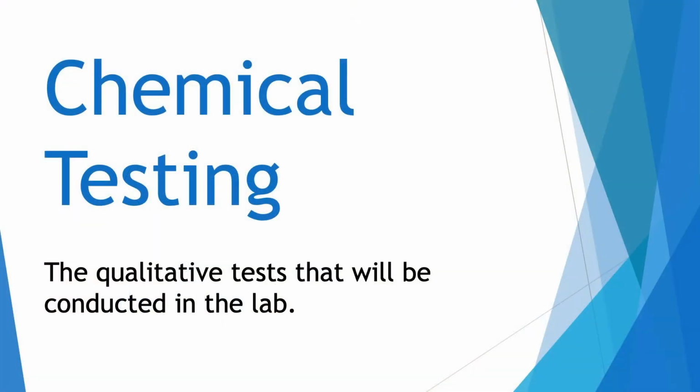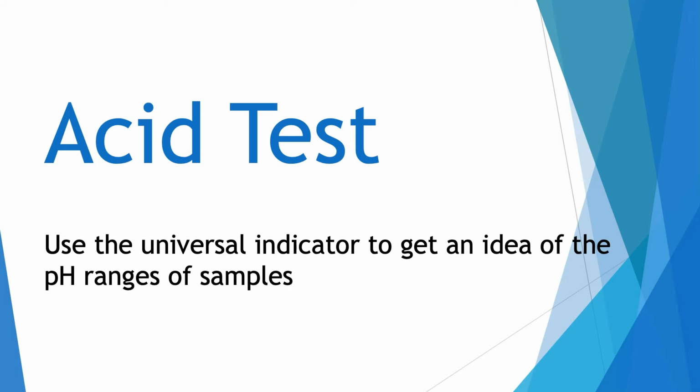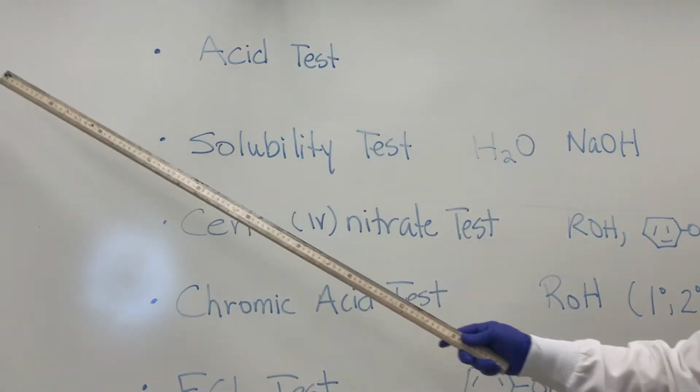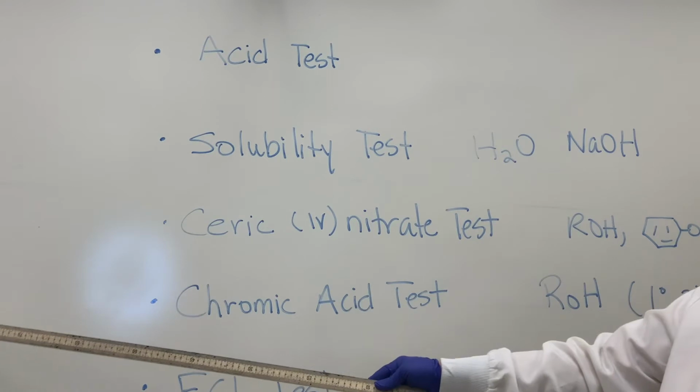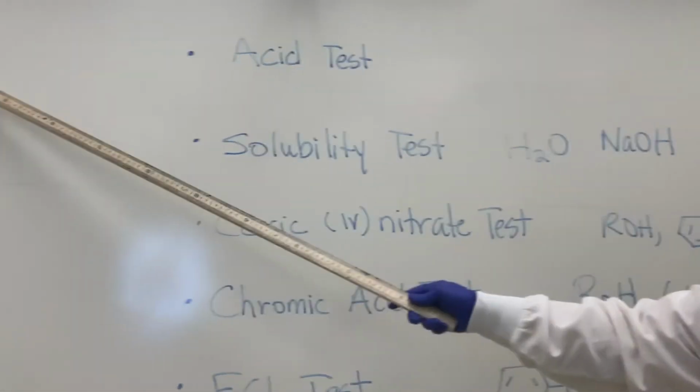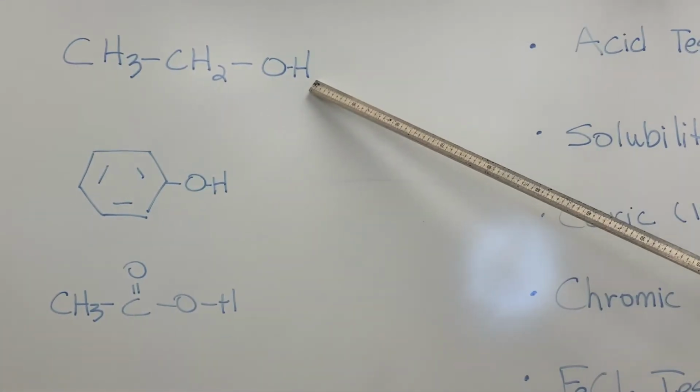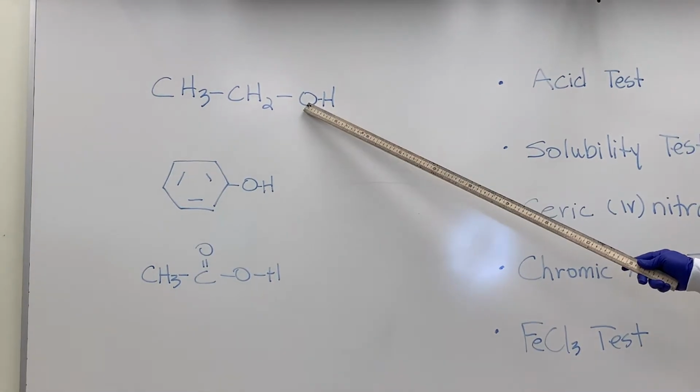So in terms of the different types of testing that we're going to take a look at, one is an acid test. And for something to be an acid, it needs to have a proton. We call them proton donors. And there are several protons within all these structures, but the proton that would be the most acidic is the one that's bonded to the oxygen.